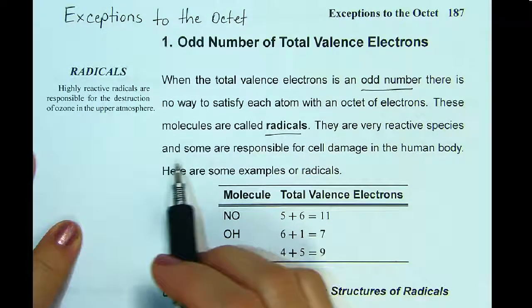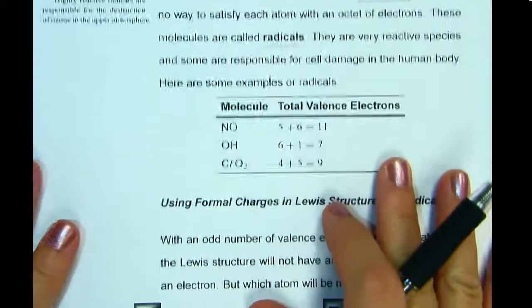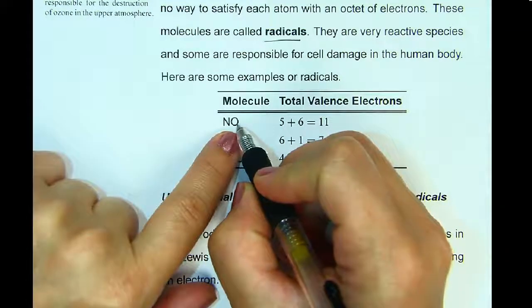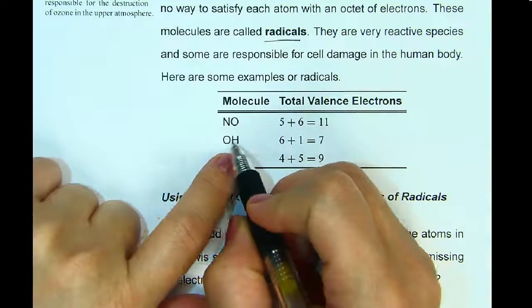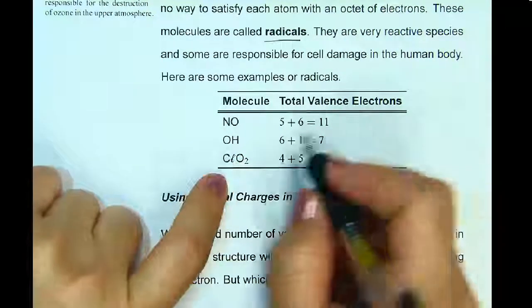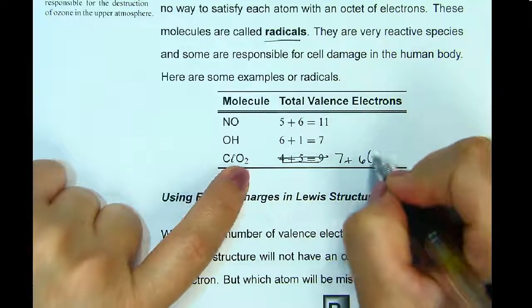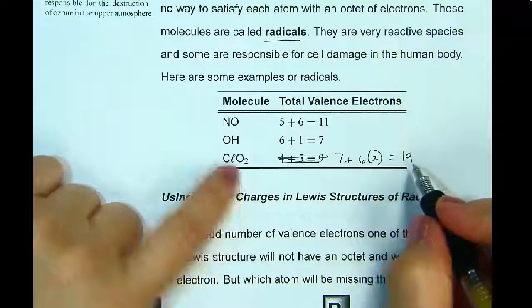They're very reactive species, and some are responsible for cell damage in the human body. Here are some examples of radicals. Nitrogen has 5 valence plus oxygen has 6, and that's going to give us 11 valence. Oxygen has 6 plus hydrogen has 1, which gives you 7 valence. Chlorine has 7 plus oxygen has 6 times 2, which gives us 19 total valence.